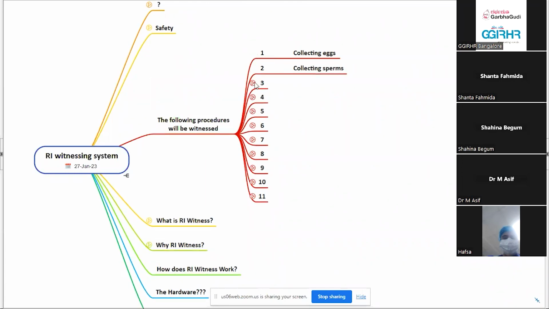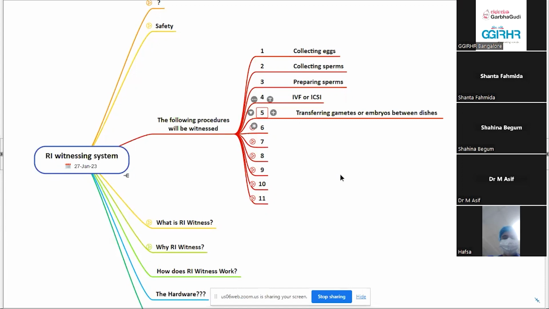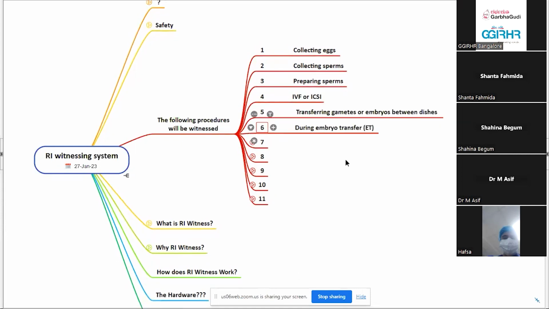Thirdly, this is sperm preparation. After preparing the sperm, that also can be witnessed. And fourthly, the IVF and ICSI procedures also can be witnessed by the RI system. Fifthly, transferring the gametes from one dish to another dish. This also can be witnessed. And sixthly, during the embryo transfer. If there are two or three embryo transfers, the embryo transfer also can be witnessed by the RI system.